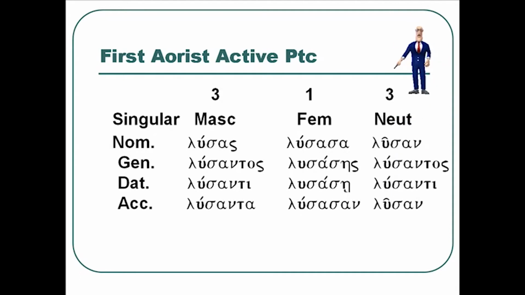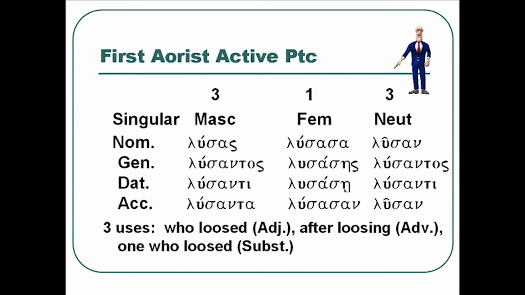The neuter takes the third declension endings as well. So we have lusan, lusantos, lusanti, and lusan, where the nominative and accusative are exactly the same, and the genitive and dative match exactly the masculine forms. So this is a 3-1-3 configuration, fairly easily formed. Just remember the sa in there and the dropping of the augment. No augment on the participle.